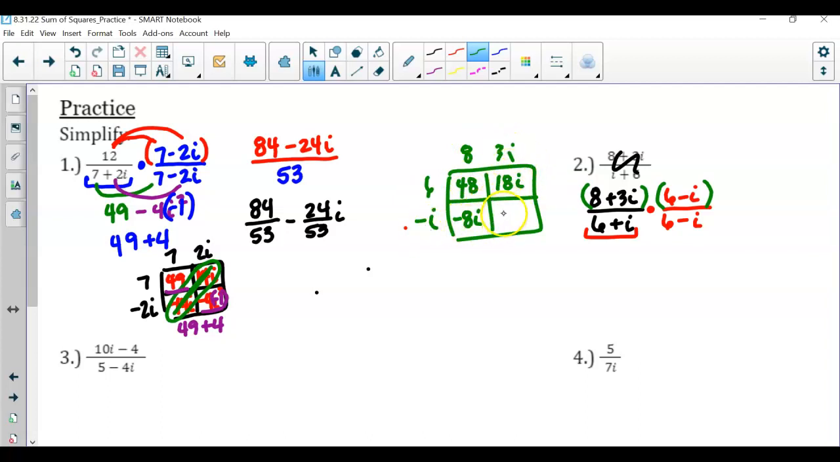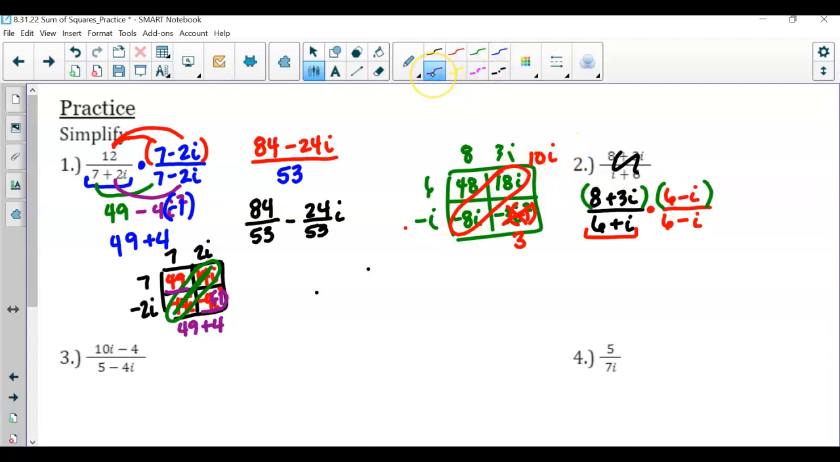Then 3i times negative i, negative 3i squared. Notice here you do have i squared, which is negative 1. So negative times a negative is positive 3 here, so I'm going to cancel that out. You also still have like terms to combine, because we have our two imaginary terms: 18 minus 8 is 10i.